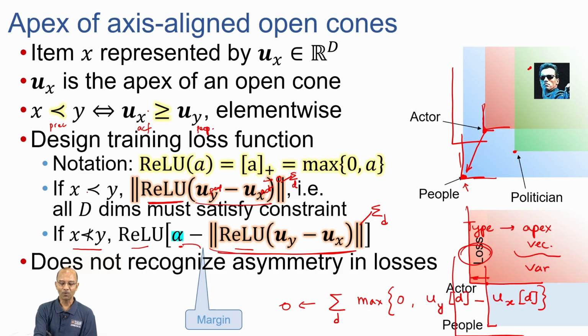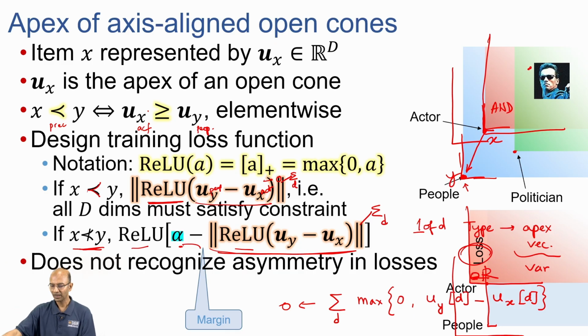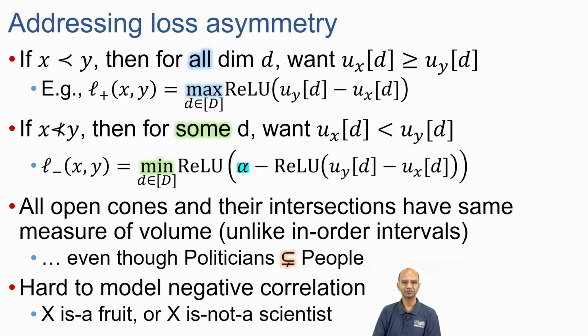So if I want x to be a subtype of y, I want it to dominate. I want x to be contained. If it's not a subtype of y, it should violate in any one of the d dimensions. So there is an AND in this case. The violation, however, has an OR. So it can only violate in one of them. That's enough for me. So how do we implement that?